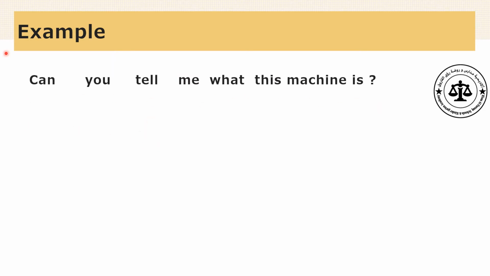So we started this question with the modal verb can. And of course, the subject, because it's a question. Because of can, we have to put the infinitive verb. Excellent. So tell is the verb, and this is the infinitive verb, and then the complement: what this machine is. This machine is singular, so we use is.